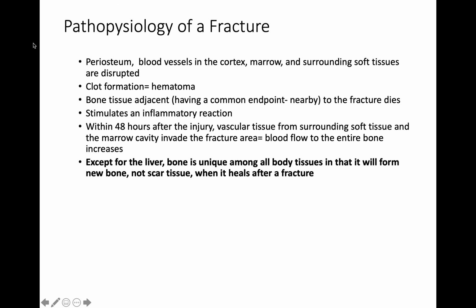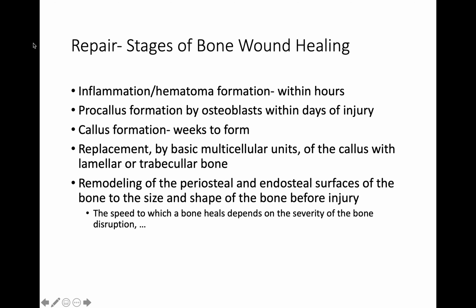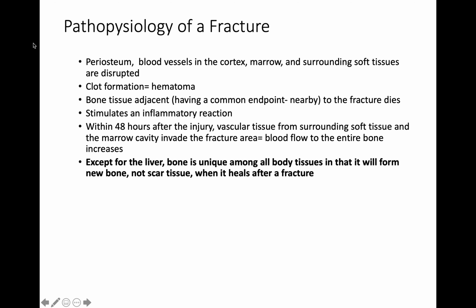So now let's talk about the pathophysiology of a fracture. Let's start here. When a bone is fractured, the periosteum, the blood vessels in the cortex, marrow, and surrounding soft tissues are disrupted. We have a clot formation or a hematoma. It forms between the broken ends of the bone and beneath the periosteum.